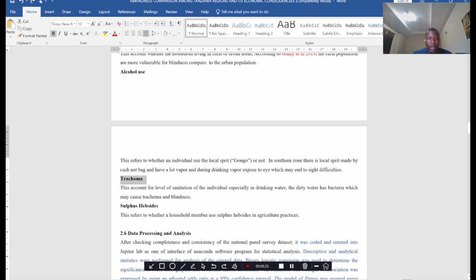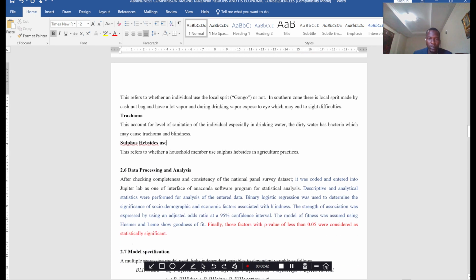And we have sulfur herbicides use. We are also going to find the household or individual who uses sulfur herbicides in agricultural practice.